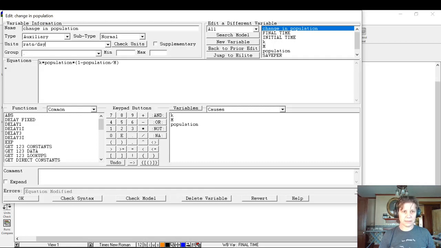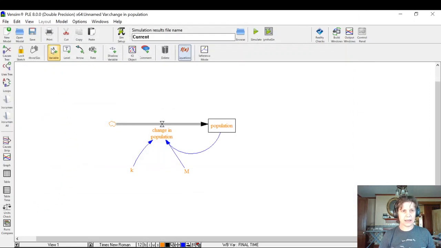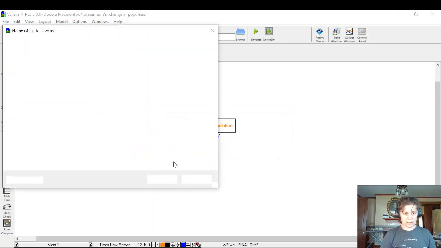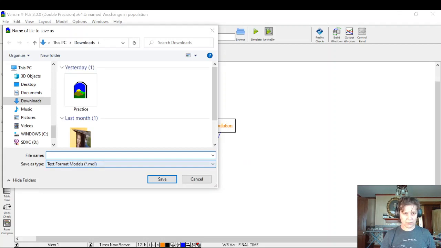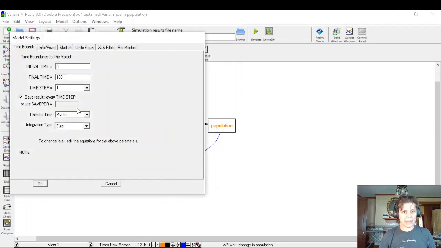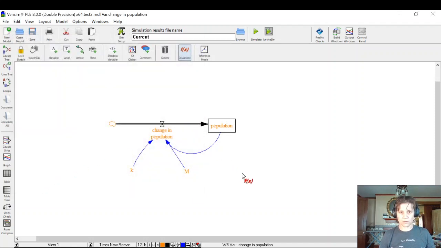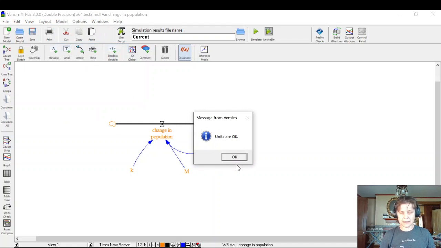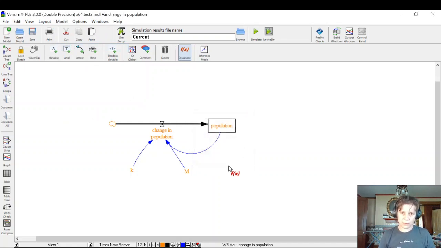The only thing we're going to have to do is, because our units of time are days, we're going to go back up and change our model settings. Sure, I'll save it. I'm going to call it something like test 2. You can call it whatever you want as long as you can find it. So again, we want our time units to be days. So that looks good. If we want to check everything, we can do a units check. And it says the units are okay, which means that Vensim goes through and checks that this is in population per day and this is in population. So we're good. Let's run it.